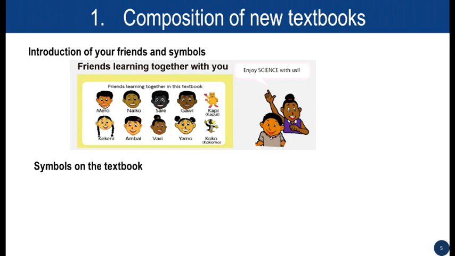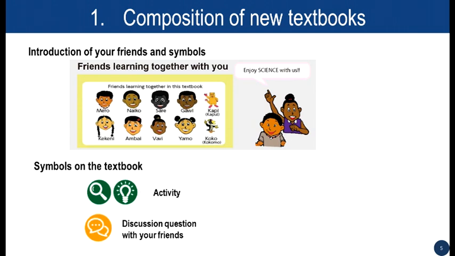Introducing some of our friends, the symbols that are used in the textbook. In the textbook, we use these following characters. We have Mero, Naiko, Sare, Gawi, Kekeni, Ambai, Vawi, Yamo, Kokomo, and the couple. We also use some universal signs or symbols. This indicates the activity. This indicates discussion questions in which students are going to discuss among themselves. This caution and warning sign, and then we have the key question.